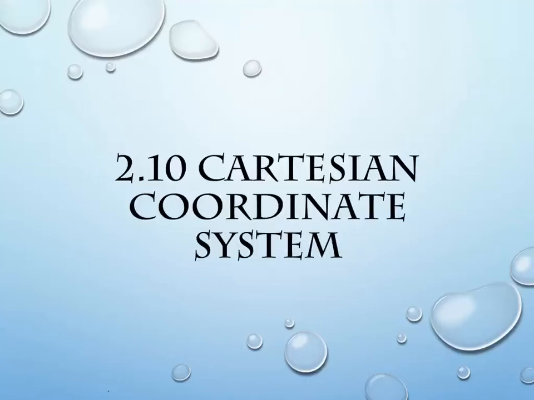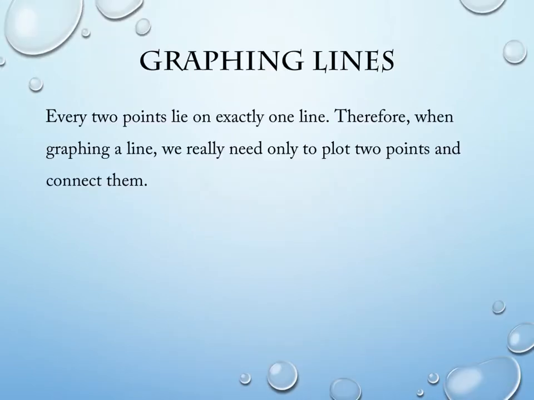Our last two sections of material in Unit 2 are coordinate systems. So we're going to look at the coordinate system, the Cartesian coordinate system specifically. And what we're going to start with today is graphing lines. So every 2 points lie on exactly one line.